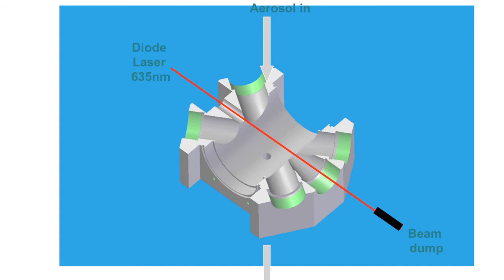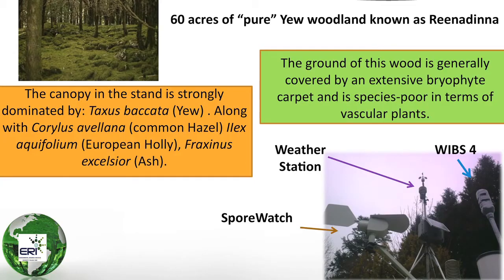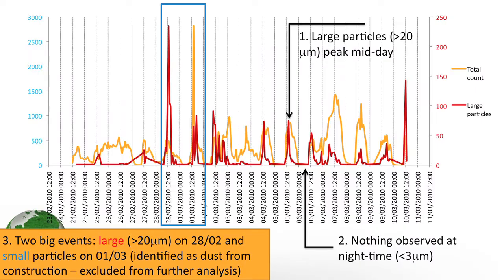We placed this WIBS-spore instrument and spore watch along with a weather station down in Killarney National Park in February and March 2010. And here we show some of the results which we obtained from this campaign. The yellow peaks indicate total particles seen for the days for which we were down for this campaign, and the red peaks show peaks for large fluorescent particles during this campaign.